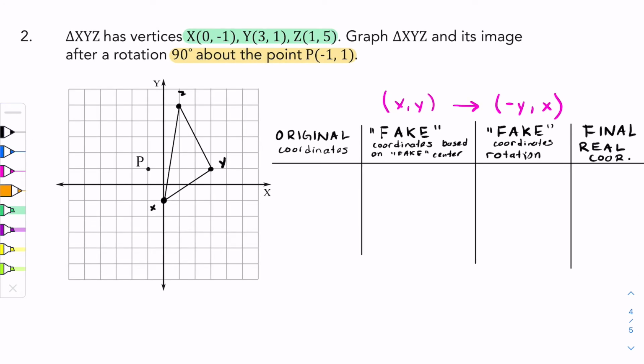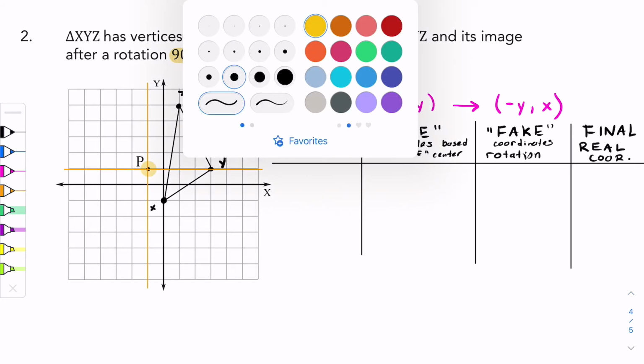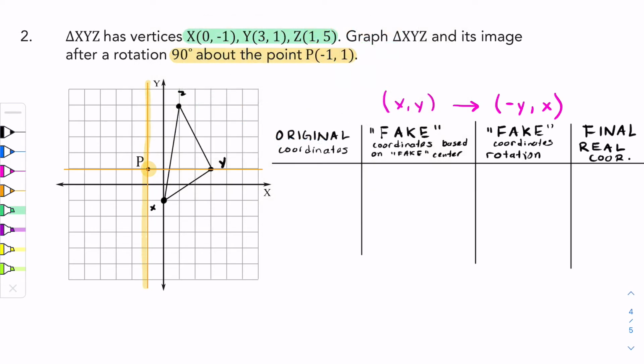Next, I'm going to create my fake X and Y axis, which is when I draw my new axes through point P. I'm going to highlight point P because it's important to know where the center is. And we're using my highlighted orange X and Y axis as our new center.